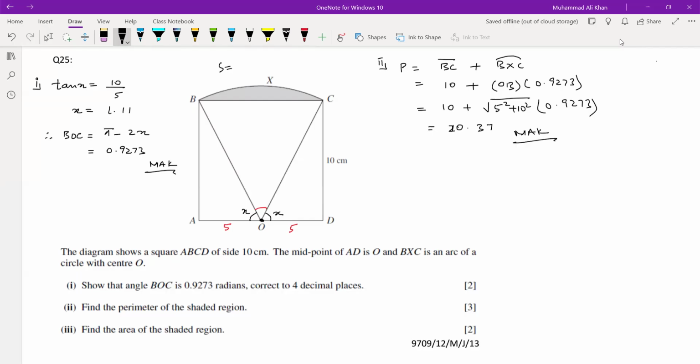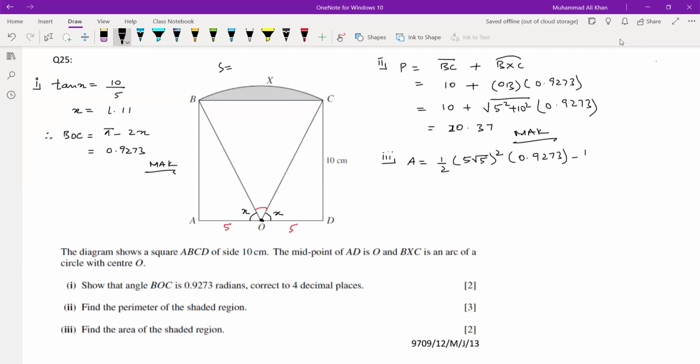And after that, in the third part, area of the shaded region. How to calculate area? Area of sector minus area of triangle. Area of sector is half R squared theta. Radius is OB, under root 5 squared, and the theta is 0.9273.